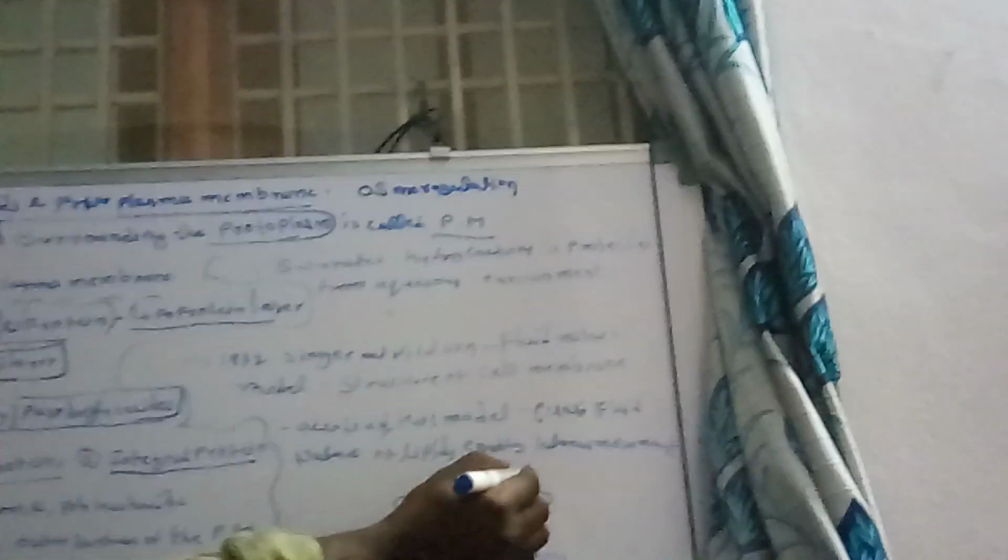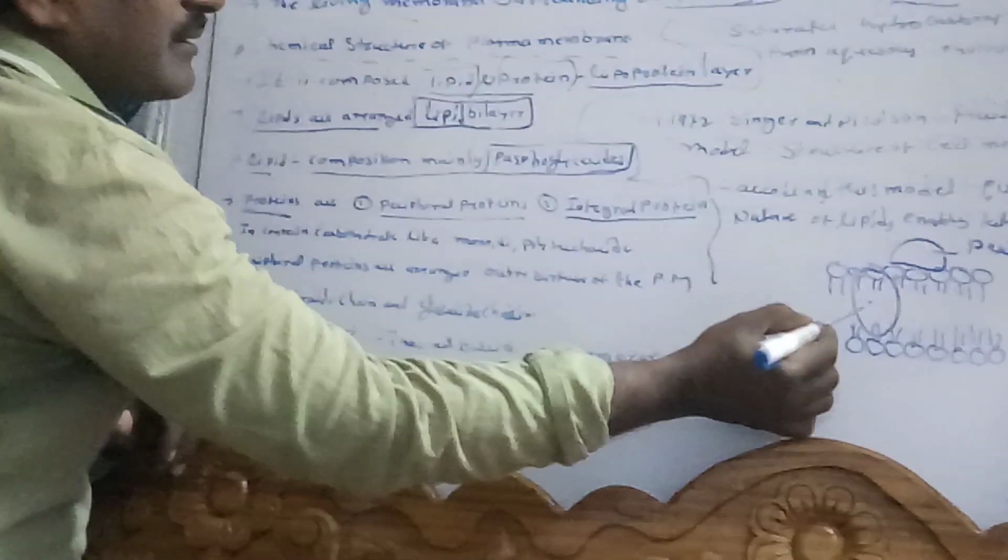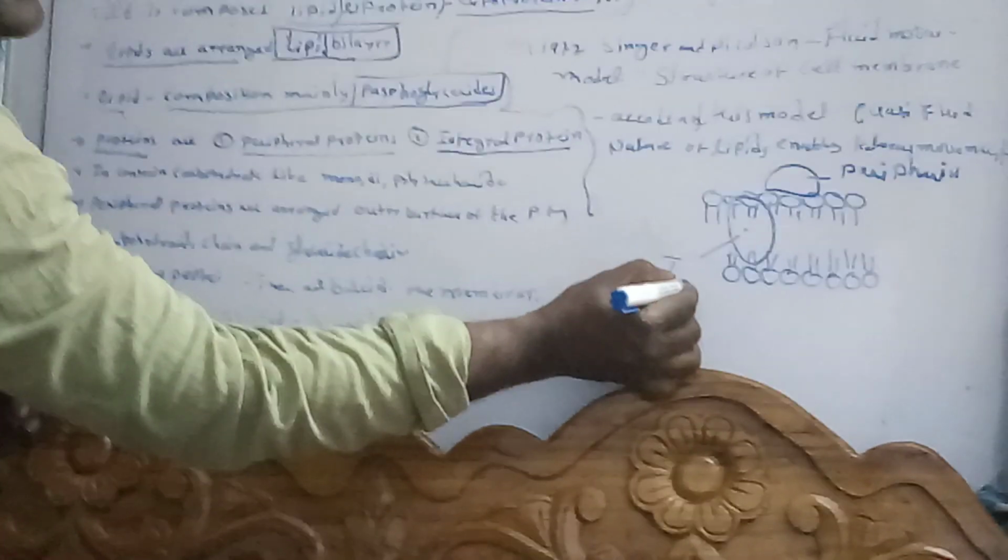The peripheral proteins are arranged on the outer surface of the layer. This is the peripheral protein. Next are the integral proteins. Integral proteins are totally buried in the membrane.